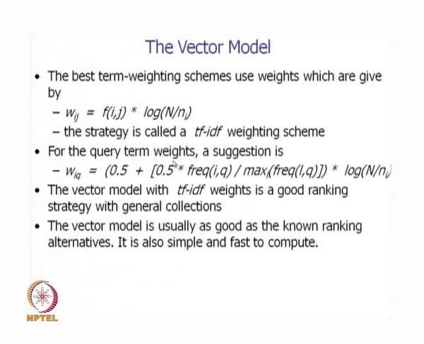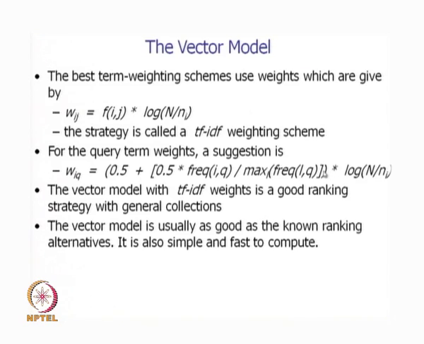For the query term weights, a suggestion is that w_iq is computed in this way. So, why the difference here? The difference is because the query typically contains a very small number of terms, and therefore, the weight has to be found out in a more tricky way. So, this formula is used. Log N by n_i is nothing but the IDF term.